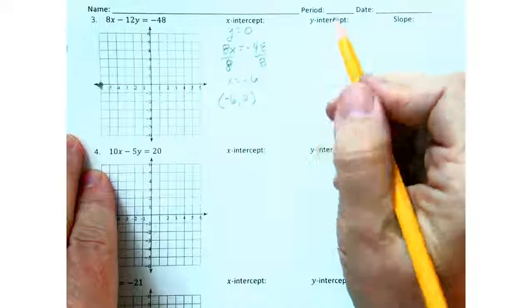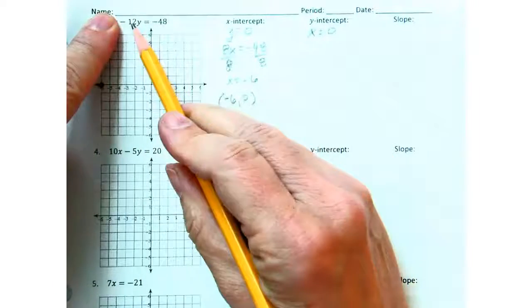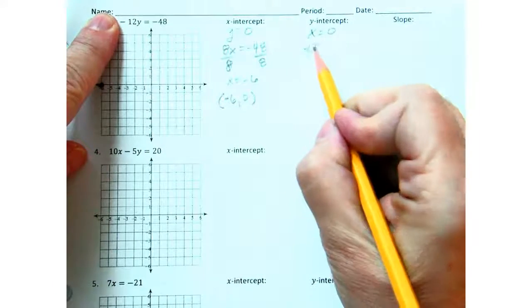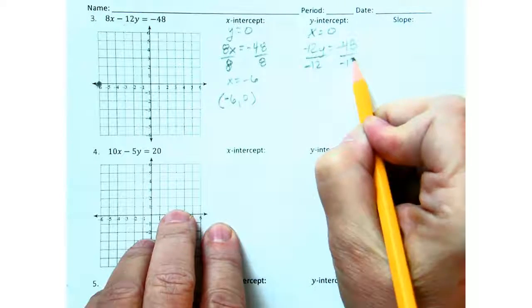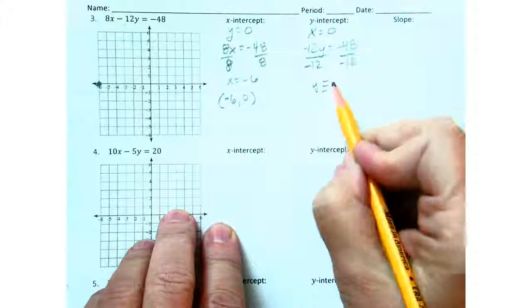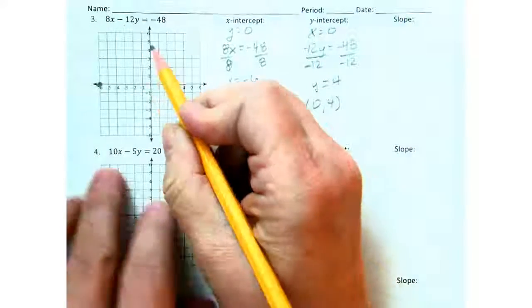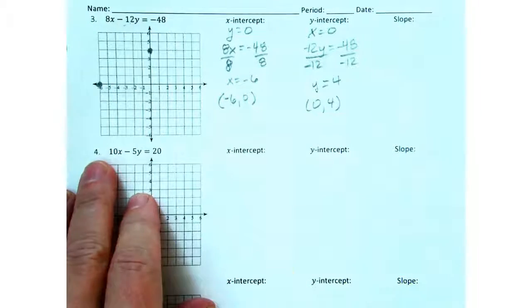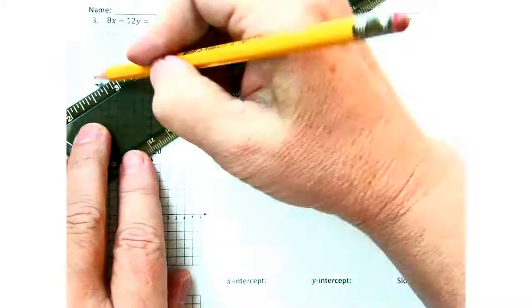Now let's find the y-intercept. This time set x equal to 0, giving us -12y equals -48. Divide both sides by -12 for y equals 4. The y-intercept is (0, 4). Graph this point on the y-axis. Now draw a line using these 2 points.